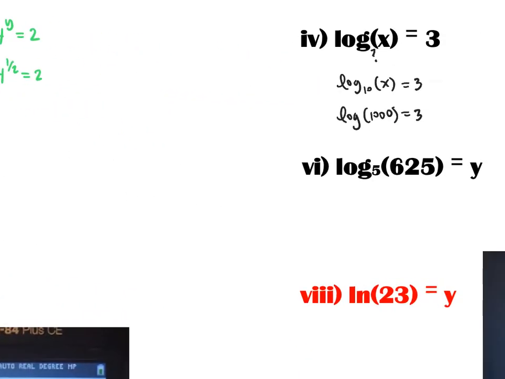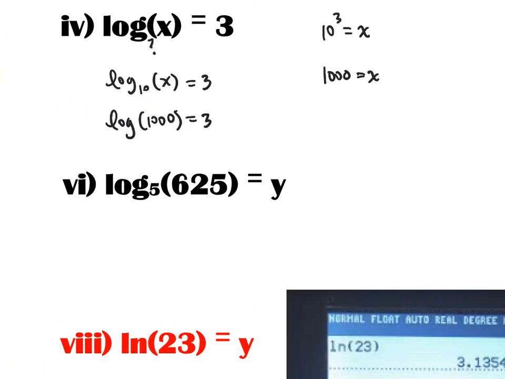Okay, let's look at one more here. Log base 5 of 625. Well, 5 to the y equals 625. I believe 5 to the 4th is equal to 625. Therefore, log base 5 of 625 is equal to 4.